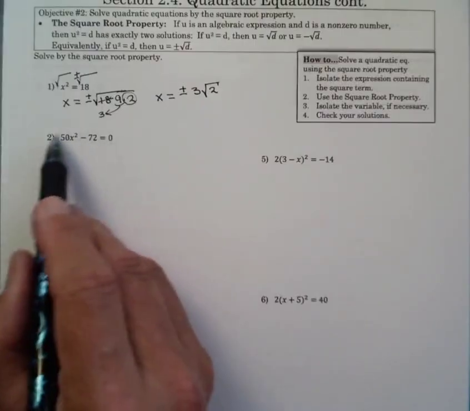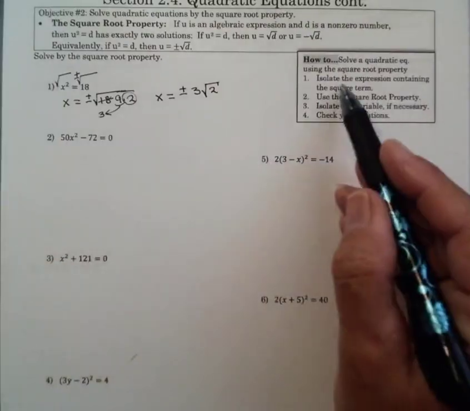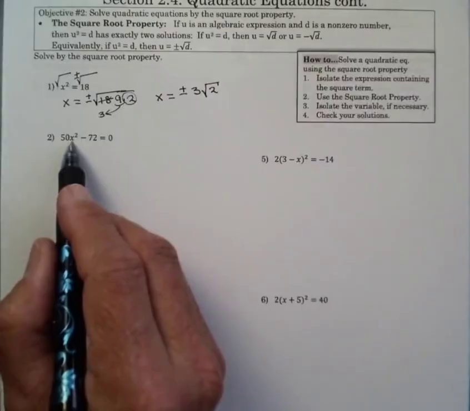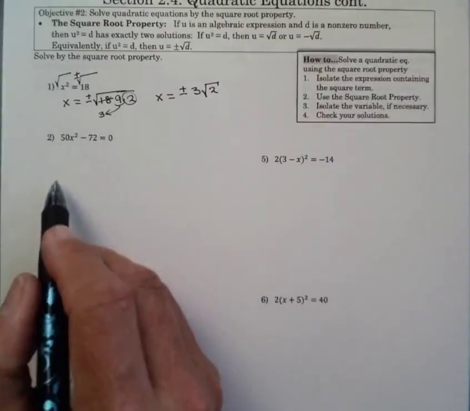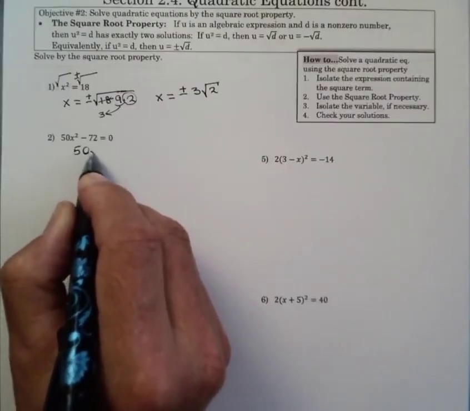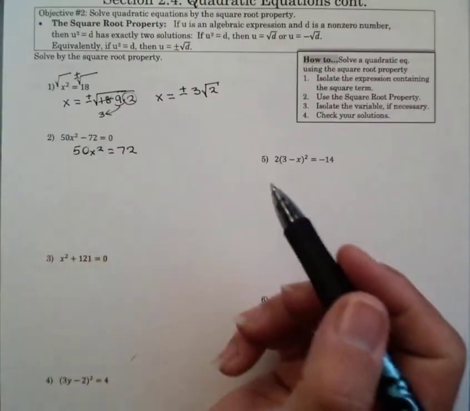Now, the second one says 50x squared minus 72 is equal to 0, but I really don't have the perfect square that I need on one side. I'm going to isolate the variable term, the expression containing the square term. Well, here's the square over here, the x squared. We're not going to worry about that 50 just yet. So I'm going to put it like this: 50x squared is equal to 72. I took the 72 to the other side.